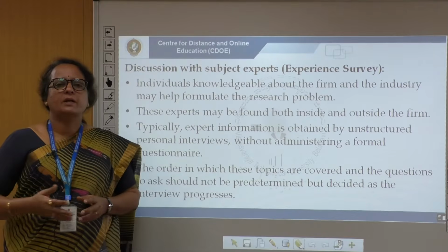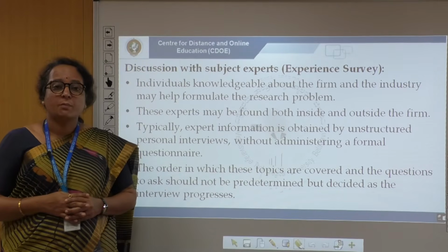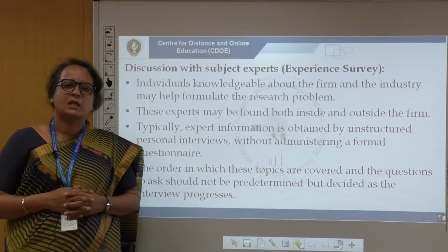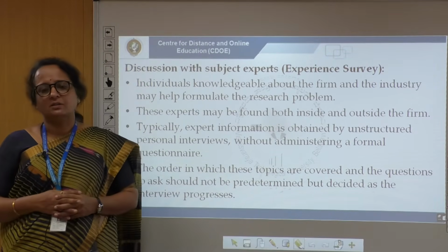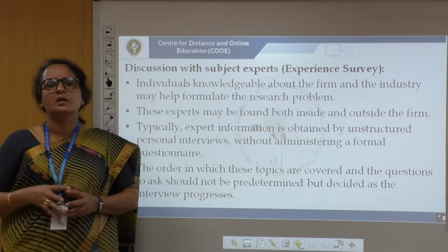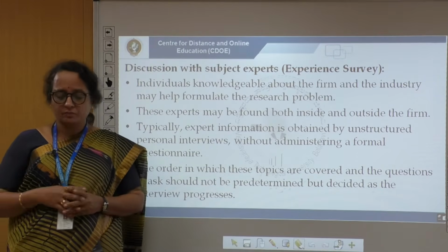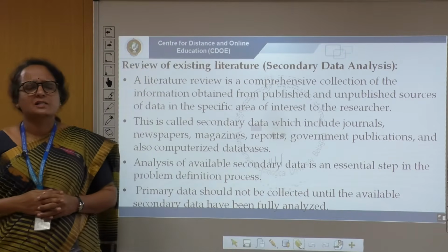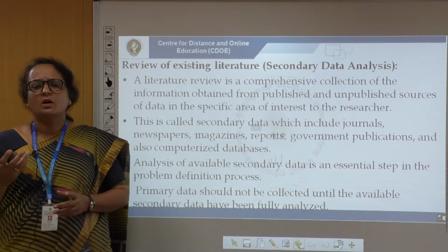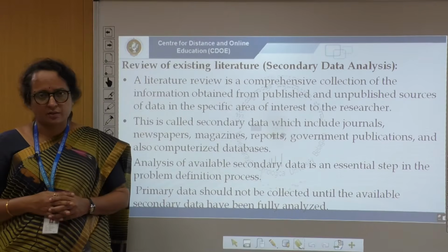the responding capability, depending upon the need, depending upon the availability of information, the number of questions, type of question, it will vary from one expert to the other expert. So this is all about experience survey. Next step is, once they conduct this type of experience survey, they go for reviewing existing literature.